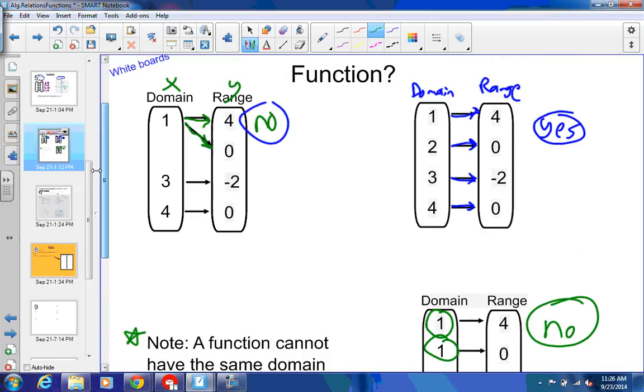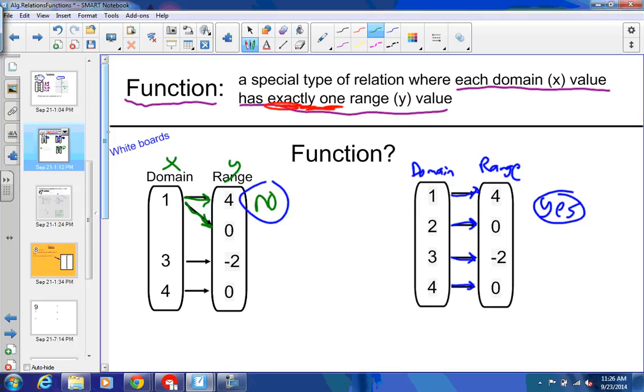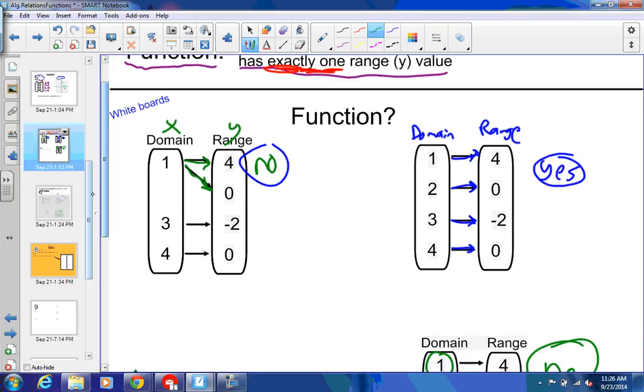Now, if you can understand this with mappings right away, then that's just awesome, because sometimes this can be very tricky to remember unless you really look at the definition or remember that other analogy we talked about. The easiest way, since these all are coordinate pairs, and I'll list them over here. So this would be 1 goes with 4, 1 goes with 0, 3 goes with -2, and then 4 goes with 0. All right.